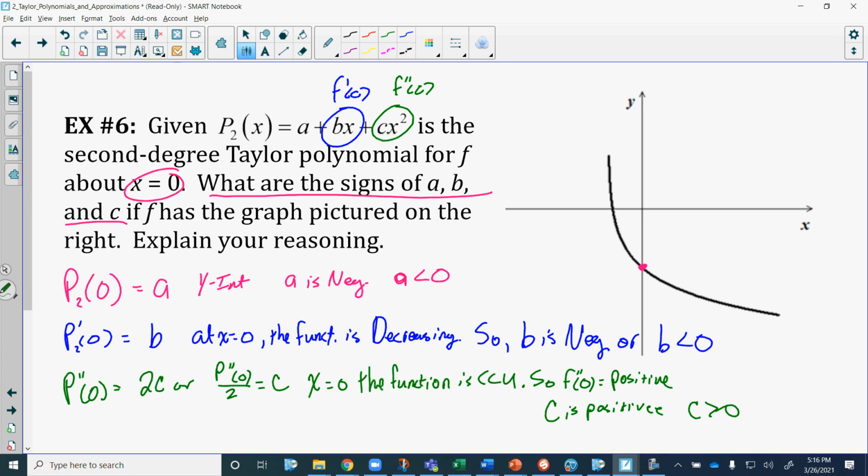So a and b are both negative. I determined that a was negative because, based on where it is, it's the y-intercept. The y-intercept is below the x-axis. It's negative. For b, at x is equal to 0, the function is decreasing. You can clearly see it's going down left to right. So based on the first derivative test, the function must be negative at that point, making b negative. And the second derivative test is going to let us know that because the function itself is concave up, c has to be a positive value. So that's how we're looking at the behaviors of the function.